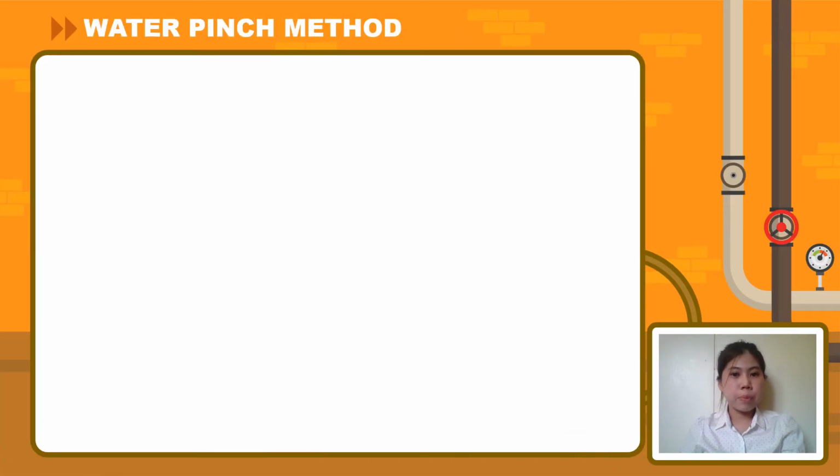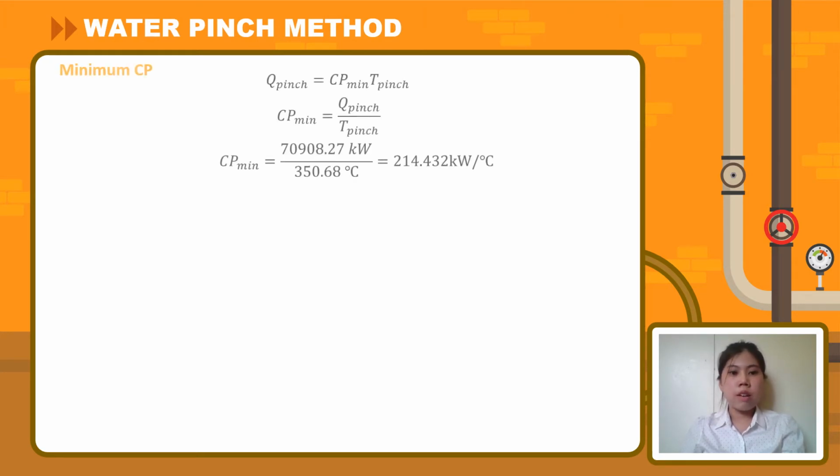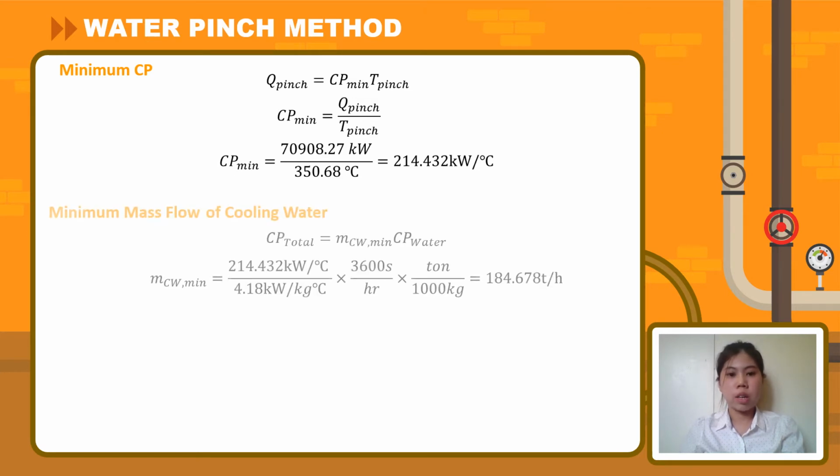By using the water pinch method, we can obtain several information, which include the minimum heat capacity, the minimum mass flow rate of cooling water, as well as the temperature of cooling water return. First, the minimum heat capacity can be obtained by dividing the Q pinch with the T pinch, and we get the CP min, which is equal to 214.432 kilowatt per degree C.